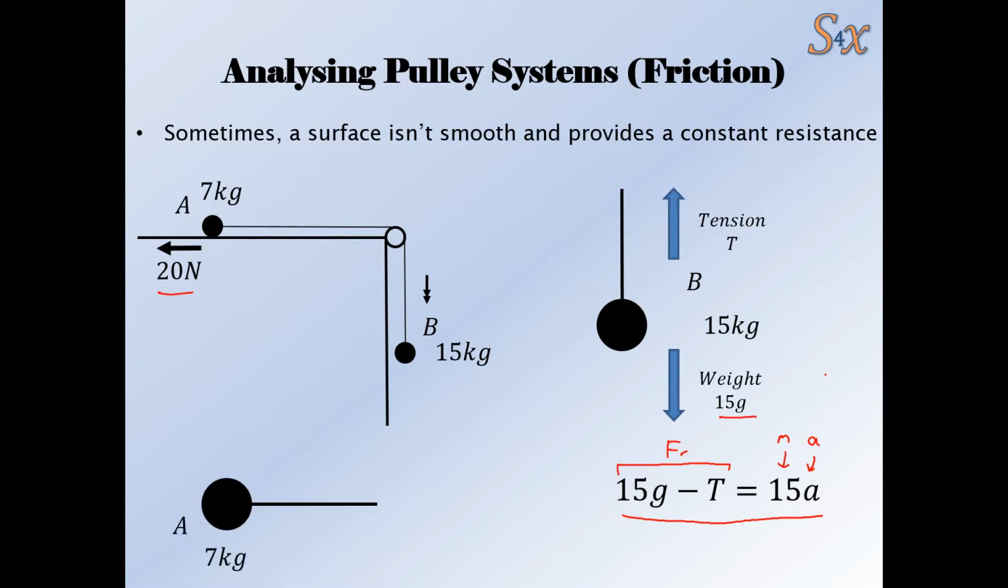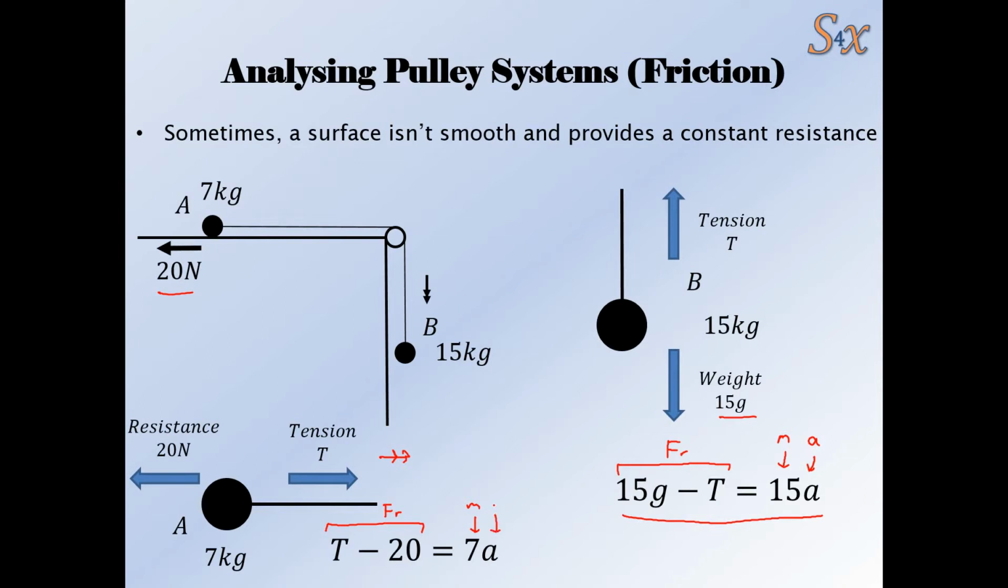A is a little bit different though. We've got two forces now, a tension force and a resistance force. So when we write the equation of motion this time, we need to take account of both of them. Notice that this particle is moving to the right, so I'm going to take tension as positive, which means my resultant force is T minus 20. Here's the resultant force here. And here's m, which was 7 kilos, and here's the acceleration. And there's my other equation of motion.